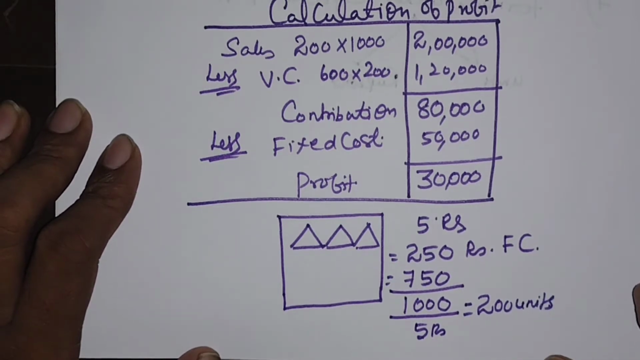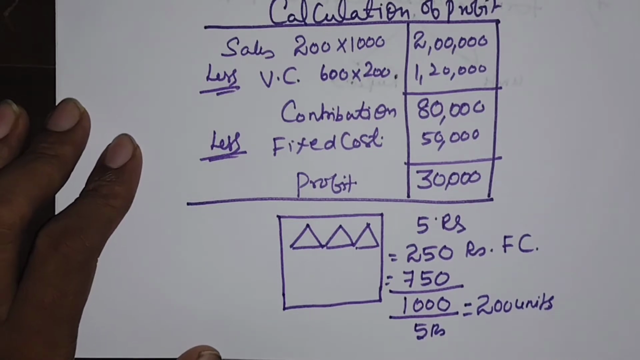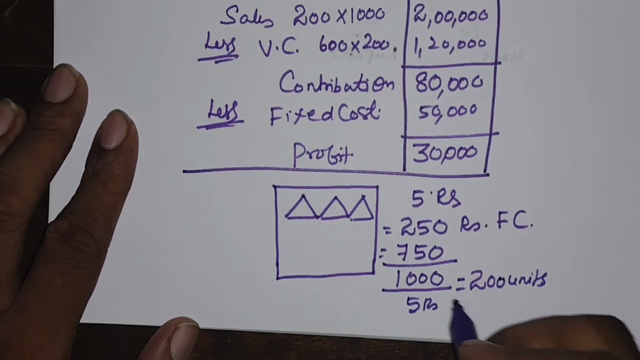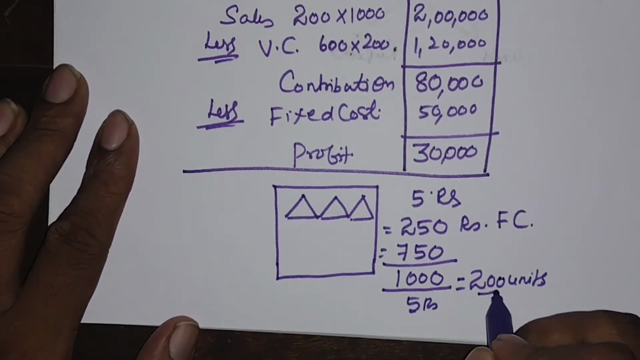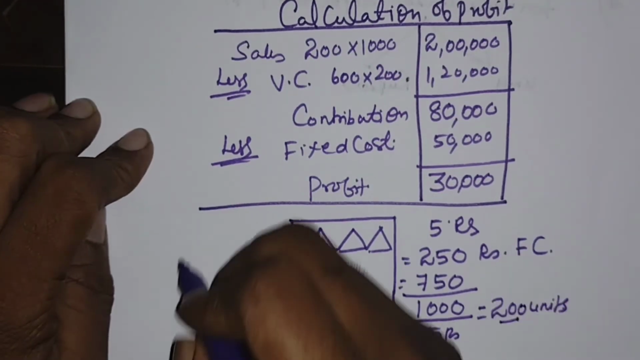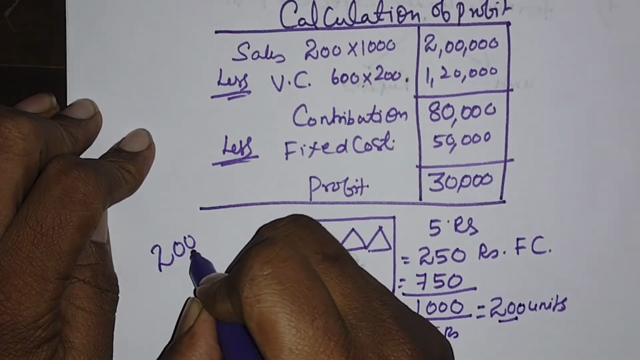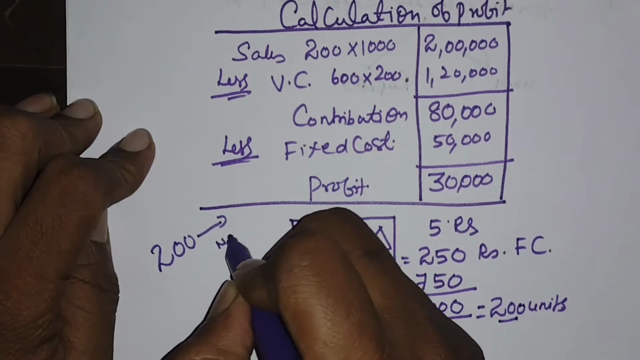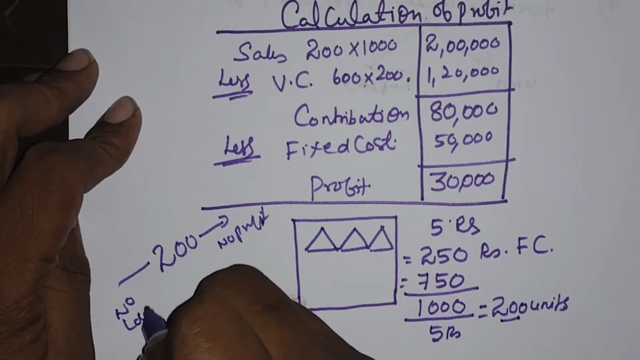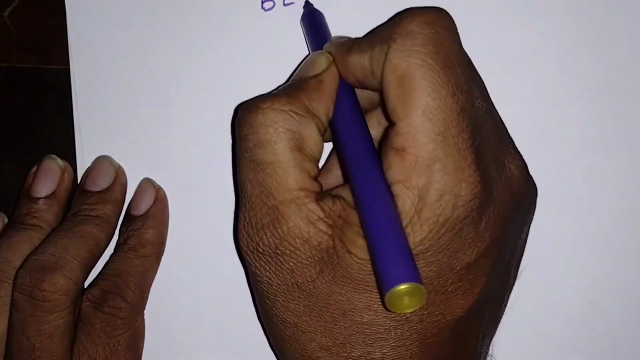So every day if he sells 200 units, then he will recover that 1000 rupees cost. He will collect 1000 rupees when he sells the 200 units. So a minimum of 200 units he needs to sell. When he sells 200 units, then there is no profit and there is no loss. That is the break-even point in terms of units.